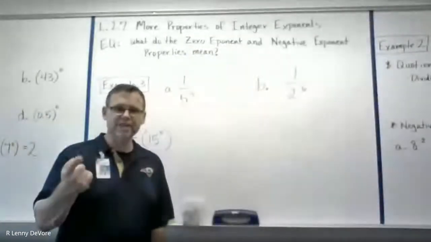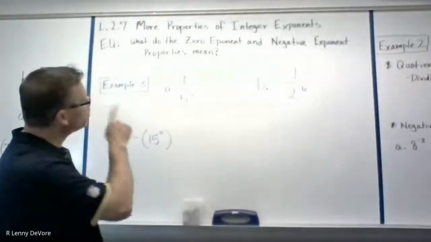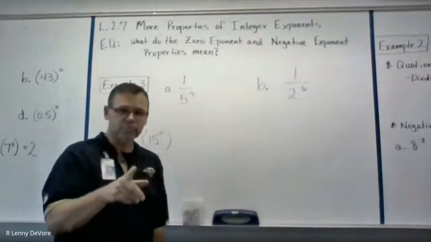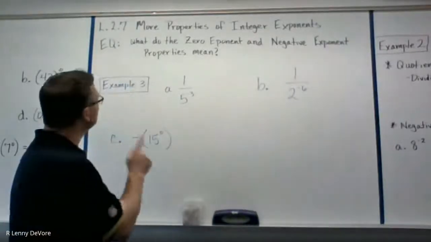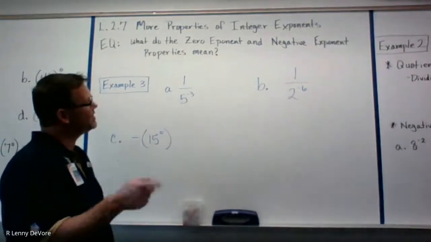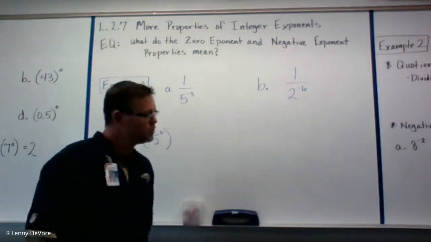Okay, guys, so lesson 2.7, unit 2, lesson 7. We're going to do more properties of integer exponents. Our essential question is, what do the zero exponent and negative exponent properties mean? We're going to get to that. I'm going to do this a little bit differently.